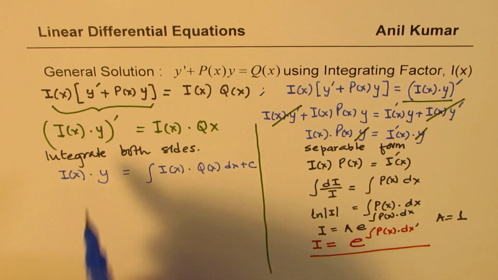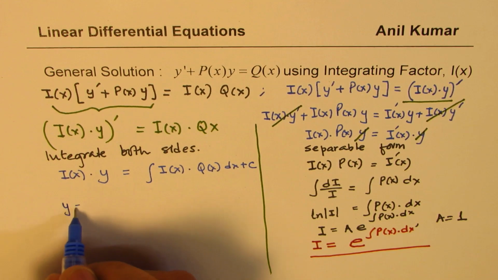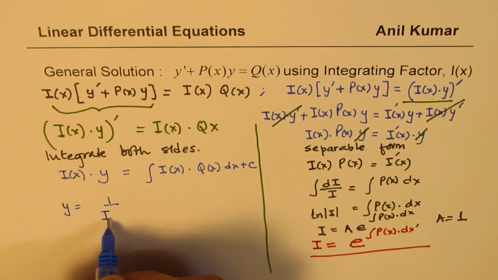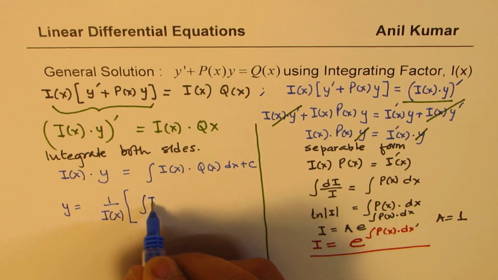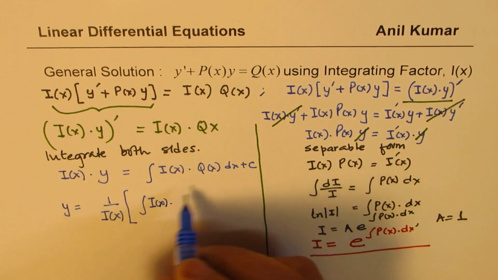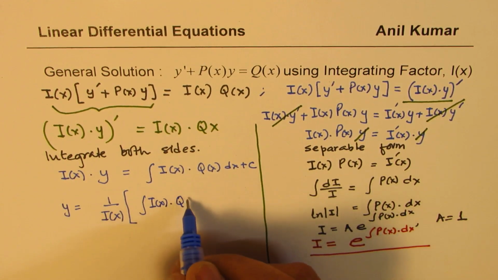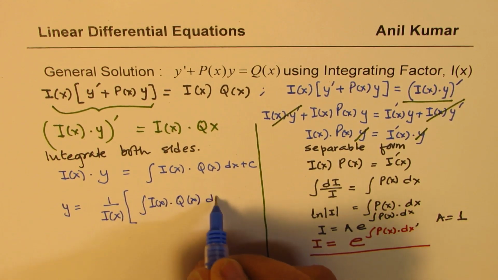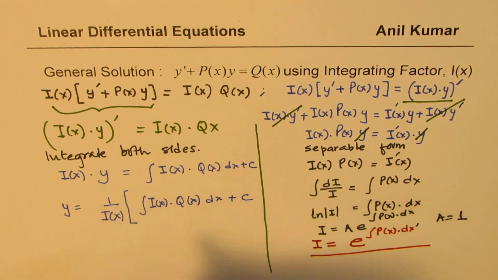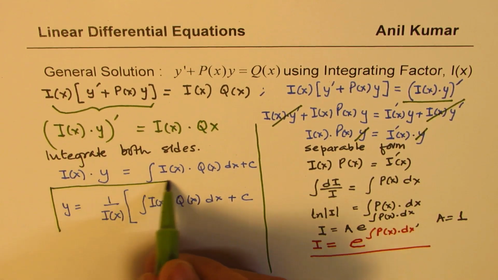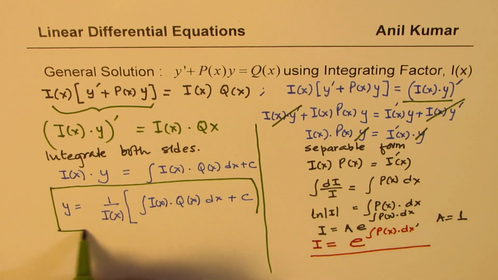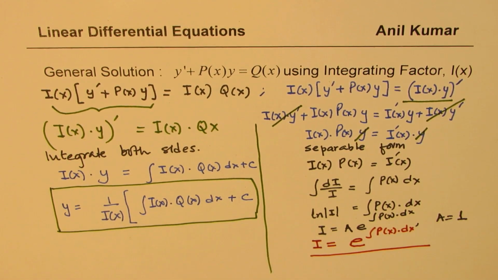Correct? So the general solution will be y is equal to 1 over the integration factor times the integral of the integration factor product with the right side, q of x dx plus c, right? So that becomes your general solution, right? You get an idea, right? So that is how you could actually get a solution, correct?